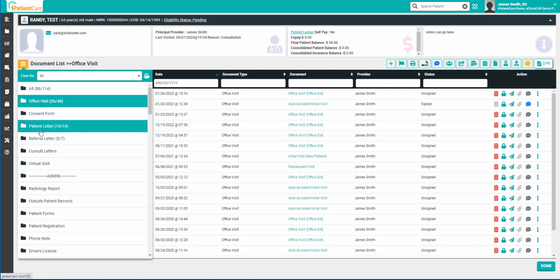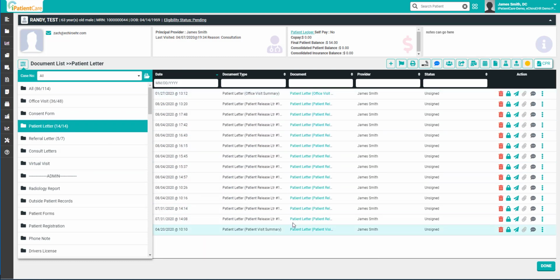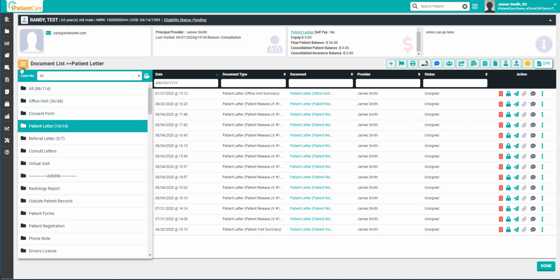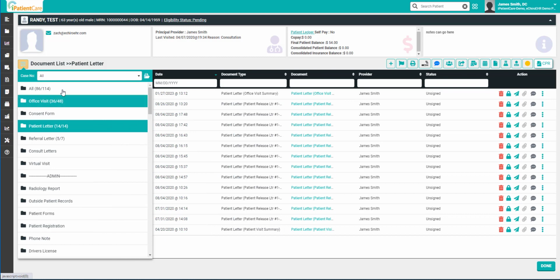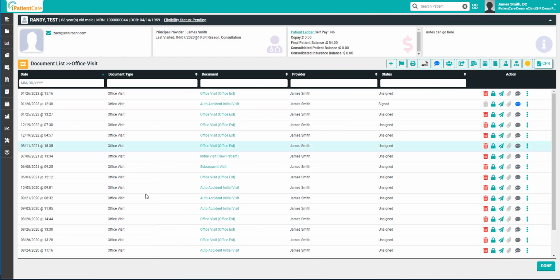Let's say that we wanted to view all of the patient letters that have been generated for this patient. Here they are. You can open them up. You can see that either they're signed or unsigned or amended. And then any other types of records that are being kept within the patient file can be labeled and sorted to your liking. So we'll go ahead and close that. Actually, we're going to go back to office visit, because this is where the patient record for treatment is.